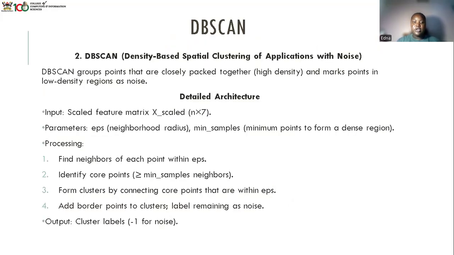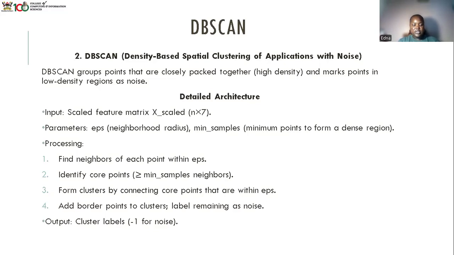Our next model is DBSCAN, which is the density-based spatial clustering of applications with noise. This one basically groups points that are closely packed together, which are the high-density regions, and marks points in low-density regions as noise.